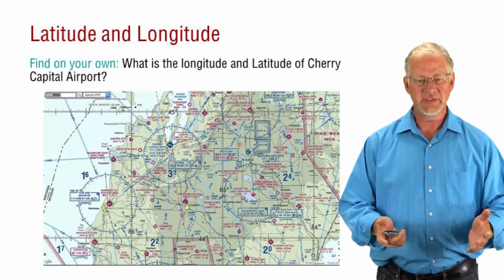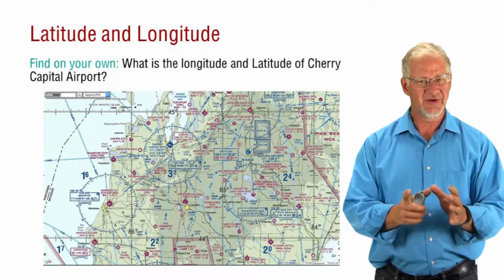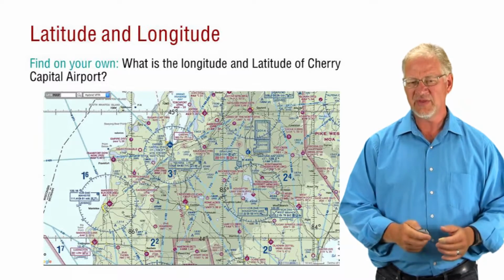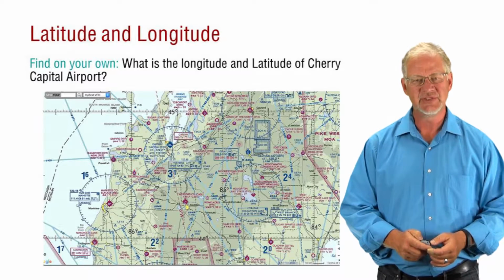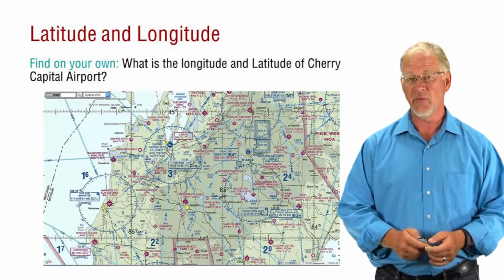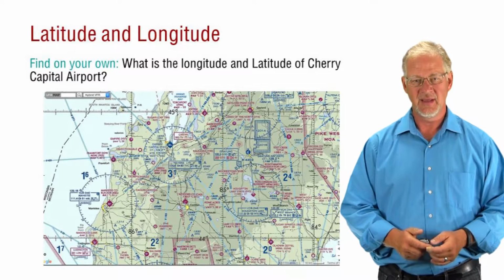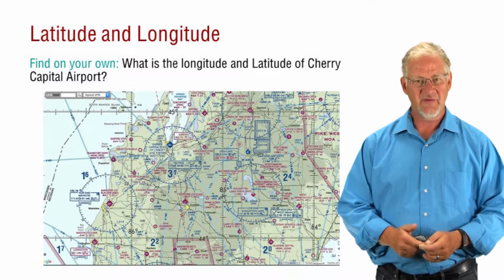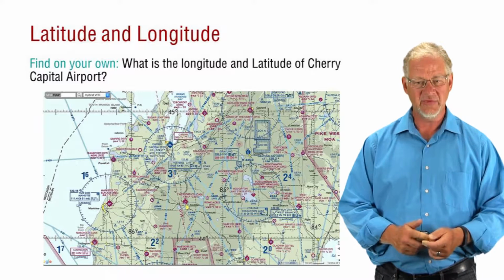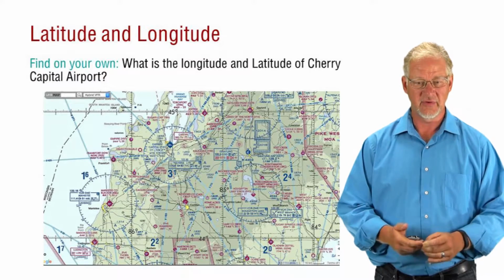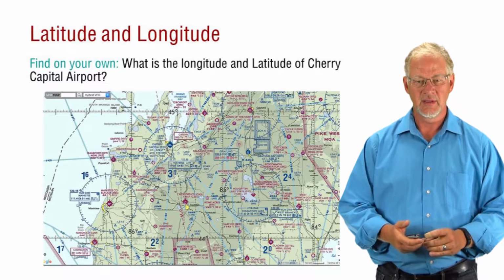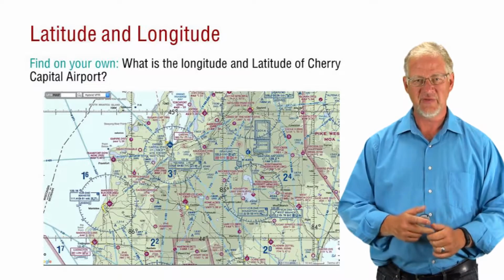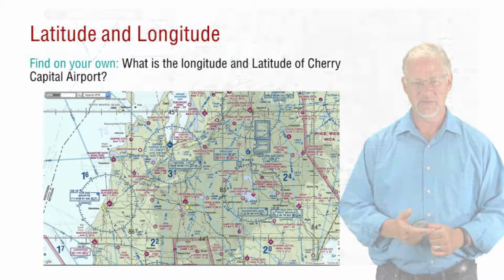Now for latitude and longitude, I want you to find this place on your own. On the next chart that pops up on the screen, what is the longitude and latitude of Cherry Capital Airport, otherwise known as Traverse City Airport? As the screen pops up in front of you, you're going to find Cherry Capital Airport pretty easily because it's one of the larger circles there with the airport. So while we put this on pause real quick, I want you to try to figure out what the latitude and longitude is.